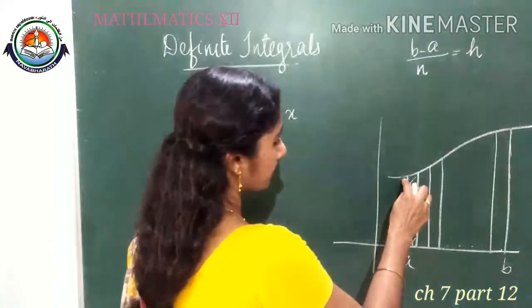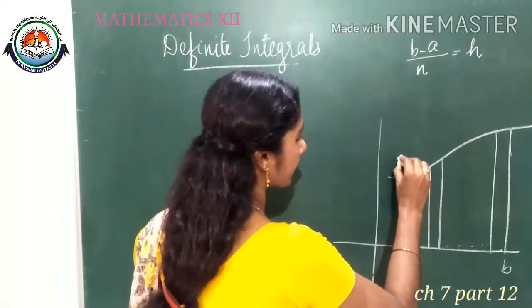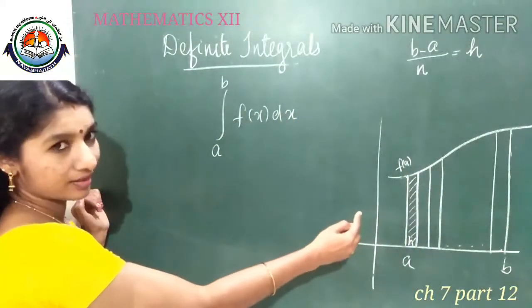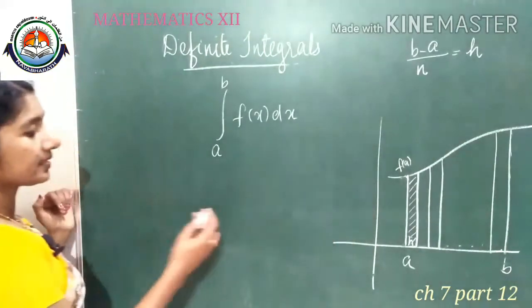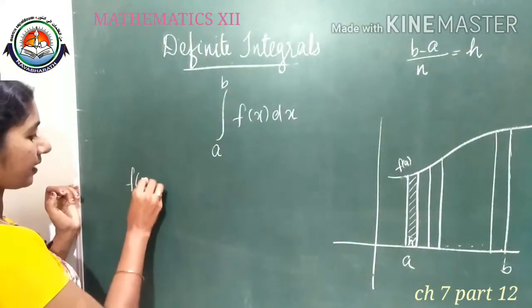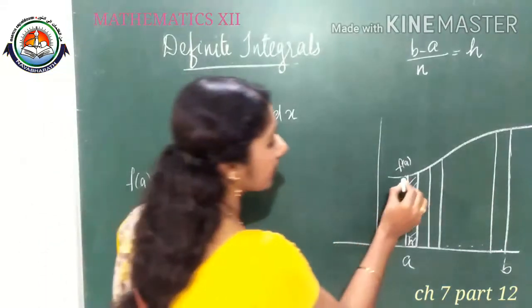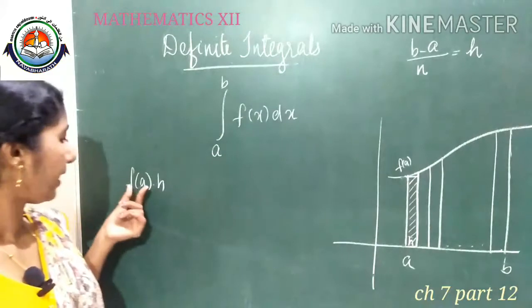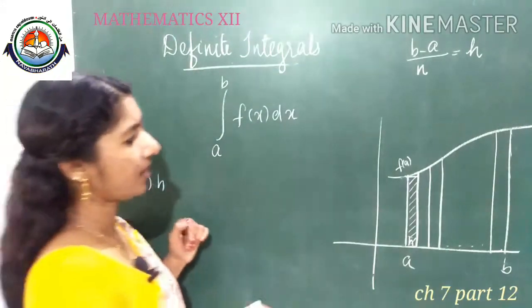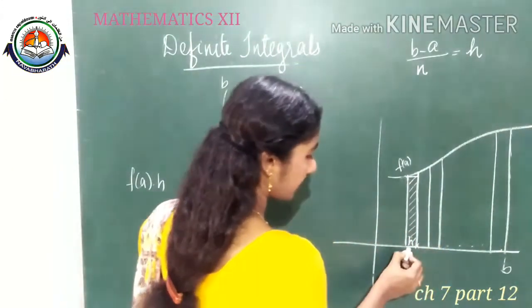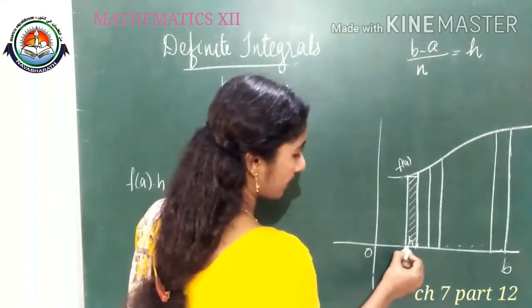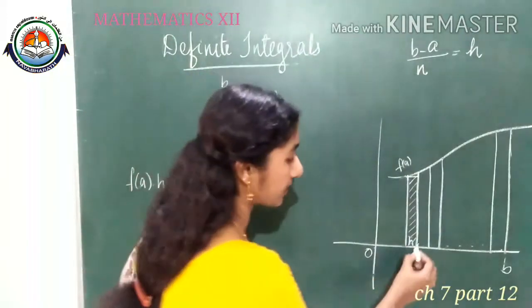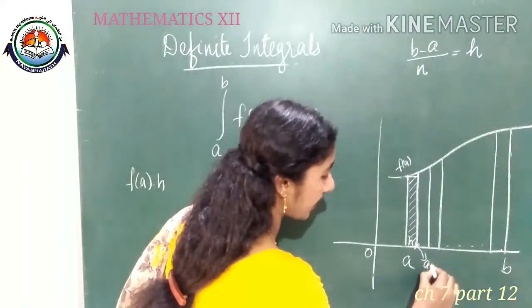Okay. And what about this length? This is f of a. So for the first strip which I had drawn in this figure, its area is f of a into h. See, we are getting a rectangle. So this rectangle's area only I am writing f of a into h. And what about this point? Up to here, this is the origin, up to here the length is a and this length is h. So what about this point? This point is a plus h.